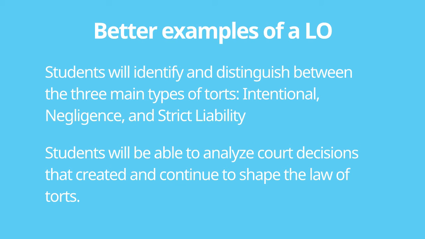A better learning objective would be focused on what specifically the students will be able to do by the end of class. Students will identify and distinguish between the three main types of torts: intentional, negligence, and strict liability. Or, students will be able to analyze court decisions that created and continue to shape the law of torts. Both of these learning objectives are specific and, most importantly, measurable in some way.